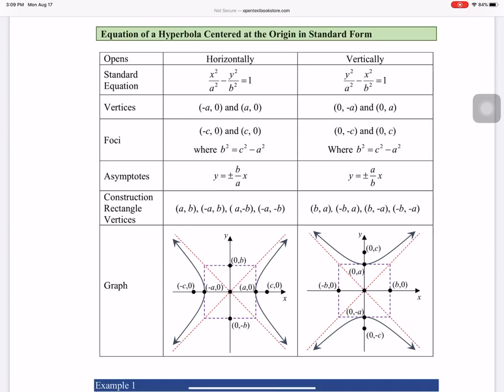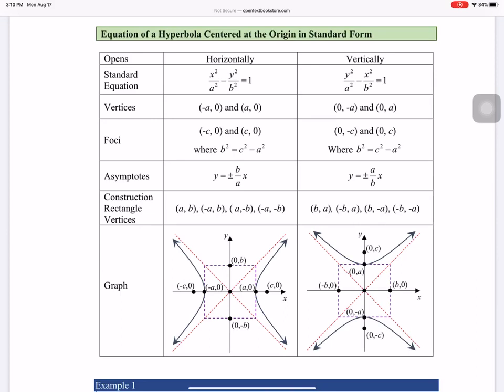Now, this is the simpler version that is centered at the origin. This might be easier for you to see that the focus points are C units away from the origin. Your vertices are always A units away from your center, and your covertices are B units away from your center. One thing your textbook does differently than the graph I just showed you is that A always comes first, and B always comes second in the standard forms here, and that simplifies matters quite a bit. What it does complicate is the equations for the asymptotes.